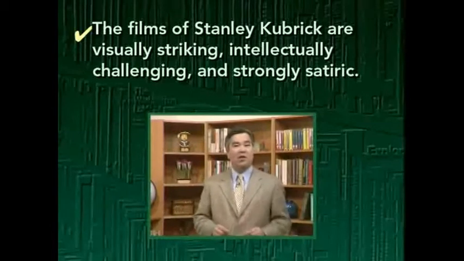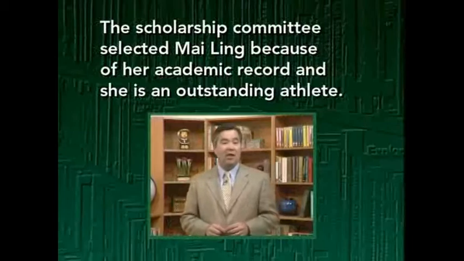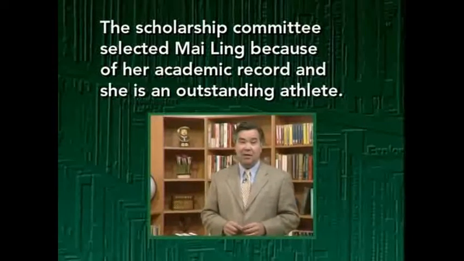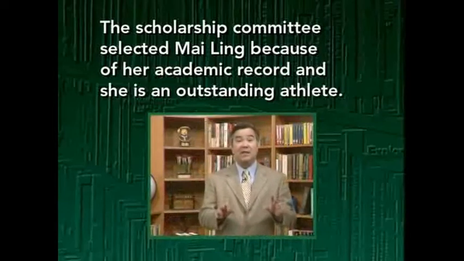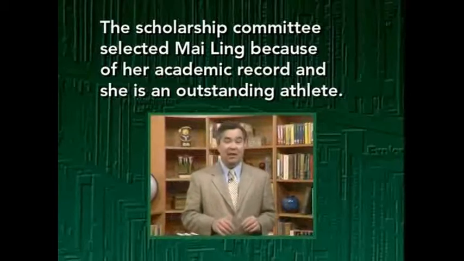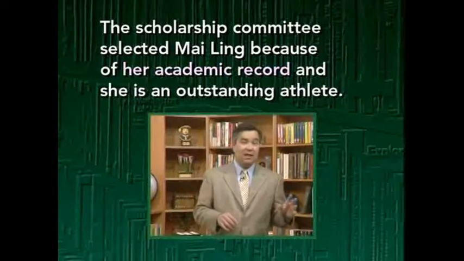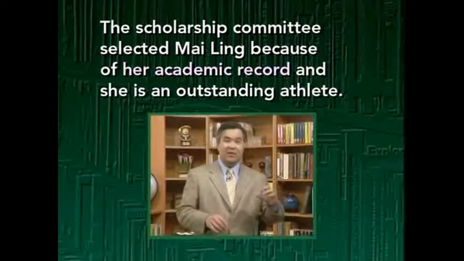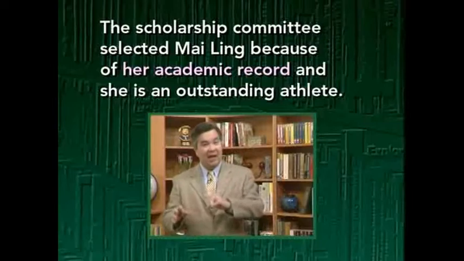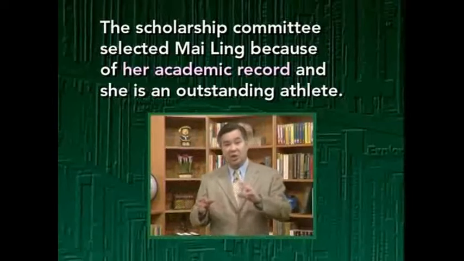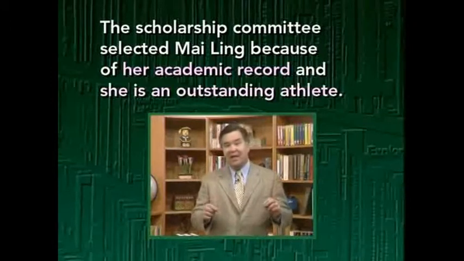Here's another example. The scholarship committee selected Mai Ling because of her academic record, and she is an outstanding athlete. Now here we don't have a list, but we do have two closely related ideas. That is, two reasons the scholarship committee selected Mai Ling. The first reason is her academic record. And here we have a short phrase consisting of the possessive pronoun her, the adjective academic, and the noun record. However, the second item, the second idea, which is the other reason why the scholarship committee selected her, is a clause. She is an outstanding athlete.